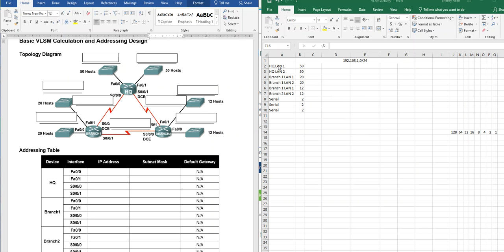So what I've done here is just written down each one of the networks from the largest to the smallest. You see the two headquarter LANs are 50 hosts. You have branch 1 that has 20 hosts each. This should be branch 2, and in branch 2, they have 12 hosts each. And then you have serial connections, and you need to account for your serial connections. So this is the scenario that we have.